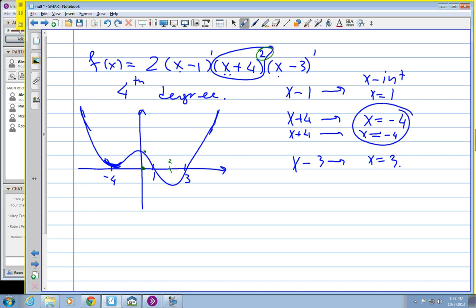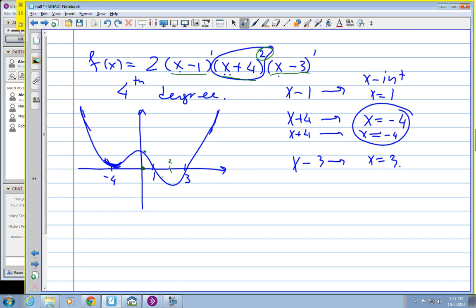So if I plug in 2 into the first parenthesis, that's positive, right? The second parenthesis is always positive because of the square. But this one will give me a negative if I plug in 2 for x. So positive times negative gives me negative. So it is below, right? So it's not bouncing, it goes through.